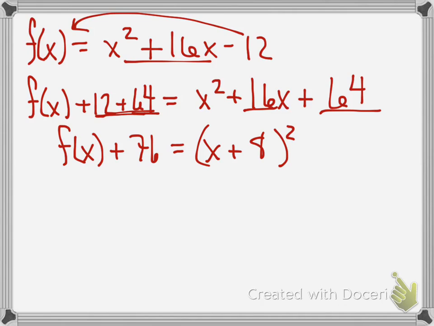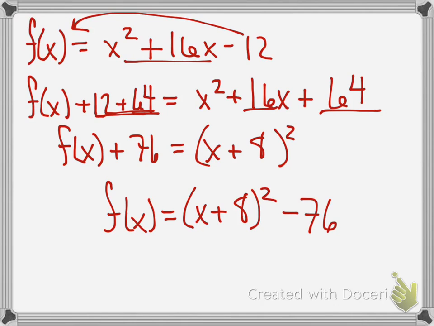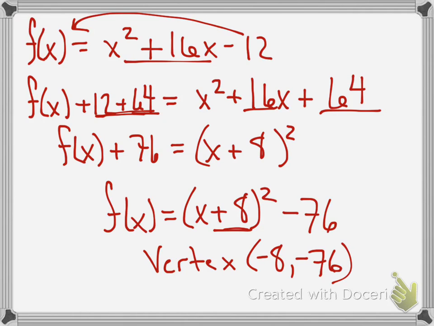And then that 76 needs to move to the other side, which would give me (x plus 8) squared minus 76. So I could tell you, without even typing it into the calculator, because imagine trying to graph this, that the vertex here is (negative 8, negative 76), because remember, it's always the opposite inside the parentheses. And there you go.